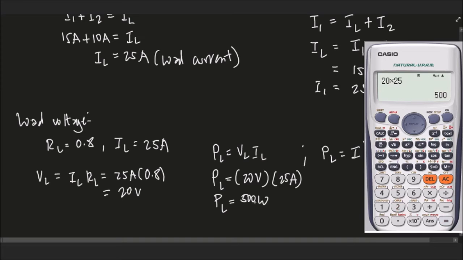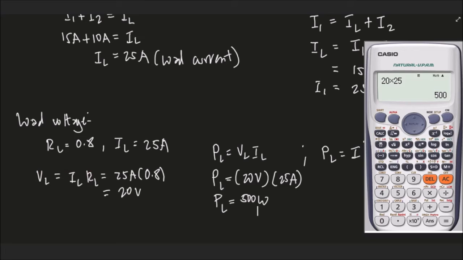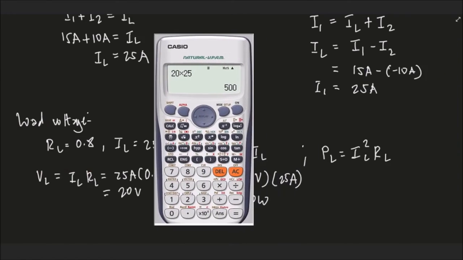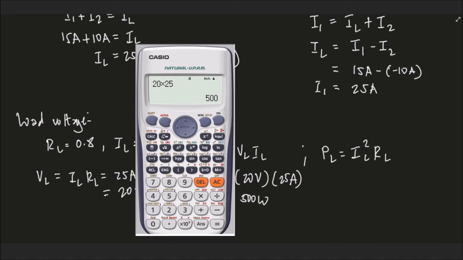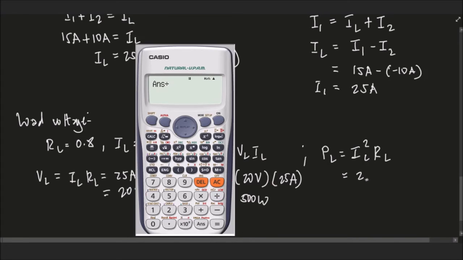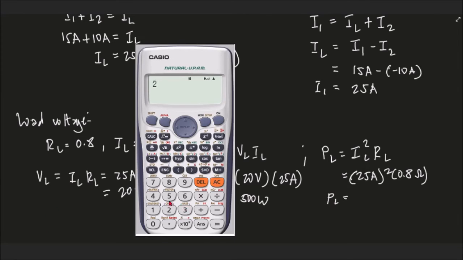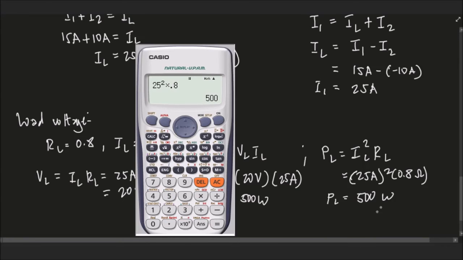Okay, so if you are going to use the other one, maybe I'll just move my calculator. Using the other formula, this will be equal to 25 amperes squared times 0.8 ohms, for our resistance. So our load power is 25 squared times 0.8, so we have 500 also. Okay, 500 watts. So same answer using different formulas.